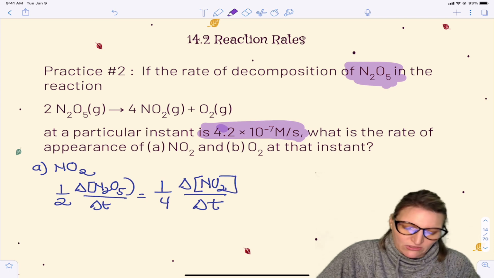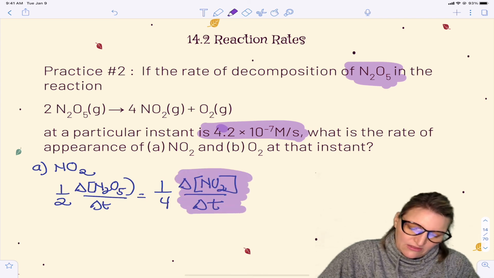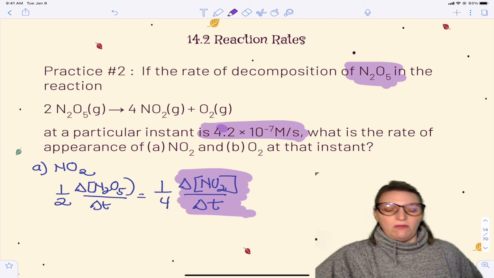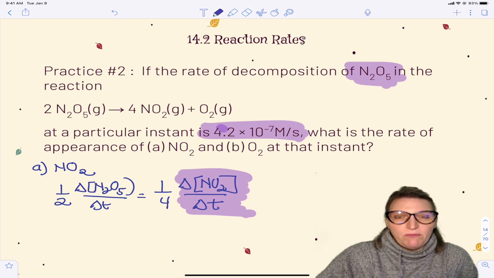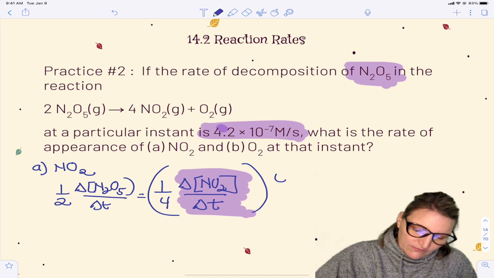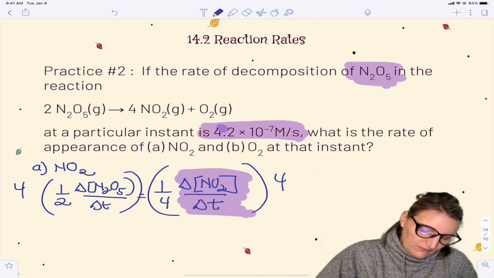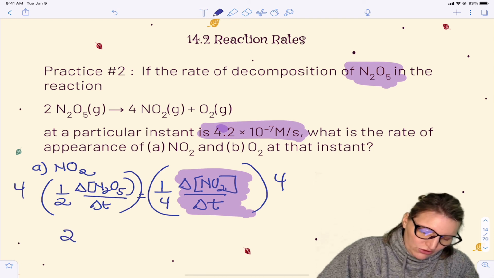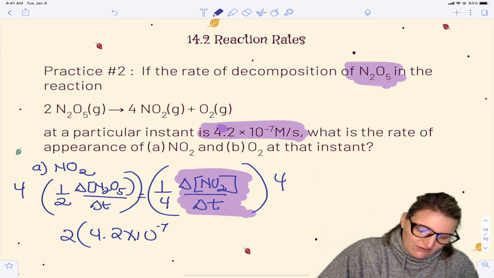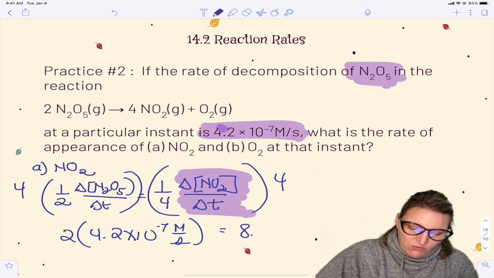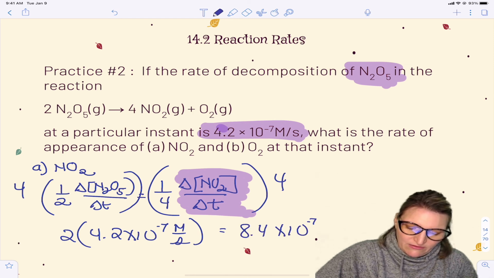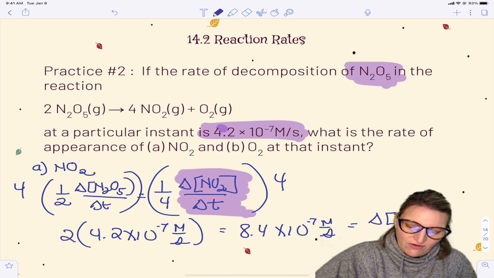Think about what I want to solve for. I want to solve for this. How would I isolate that? I'd multiply both sides by 4. So 2 times 4.2 times 10 to the negative 7 molarity per second, or 8.4 times 10 to the negative 7 molarity per second equals the change in the concentration of NO2 over the change in time.